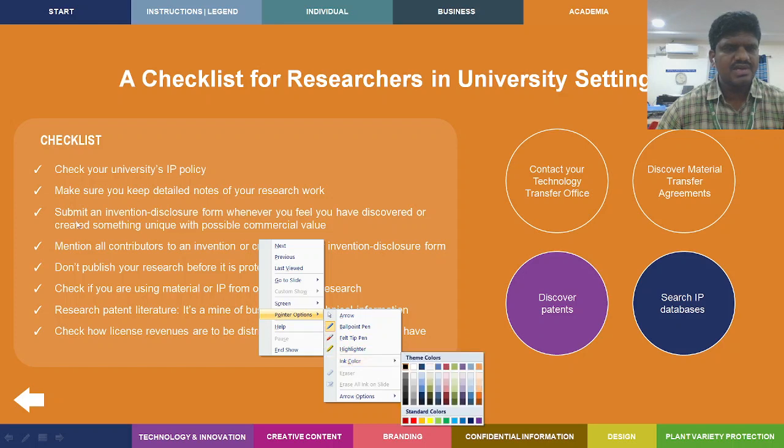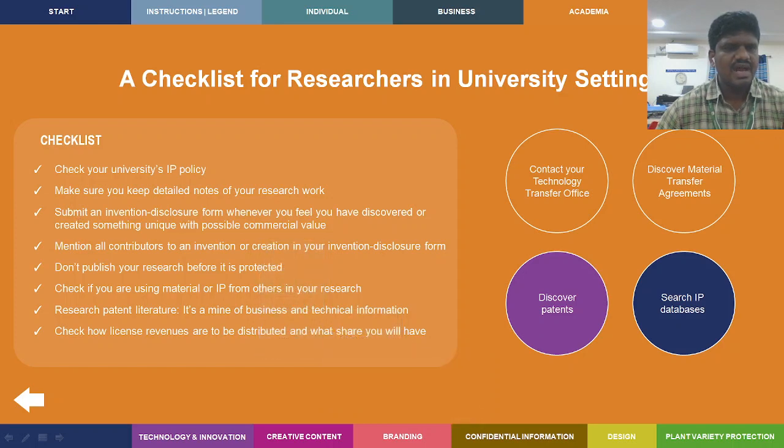Here you can see: submit an invention disclosure form whenever you feel you have discovered or created something unique with possible commercial value. This is very important. Understand? Don't publish your research before it is protected. That is very, very important.